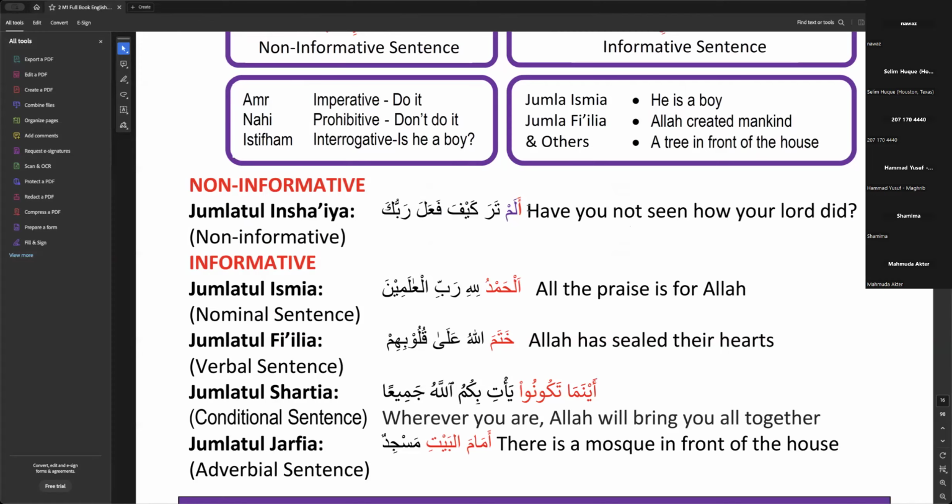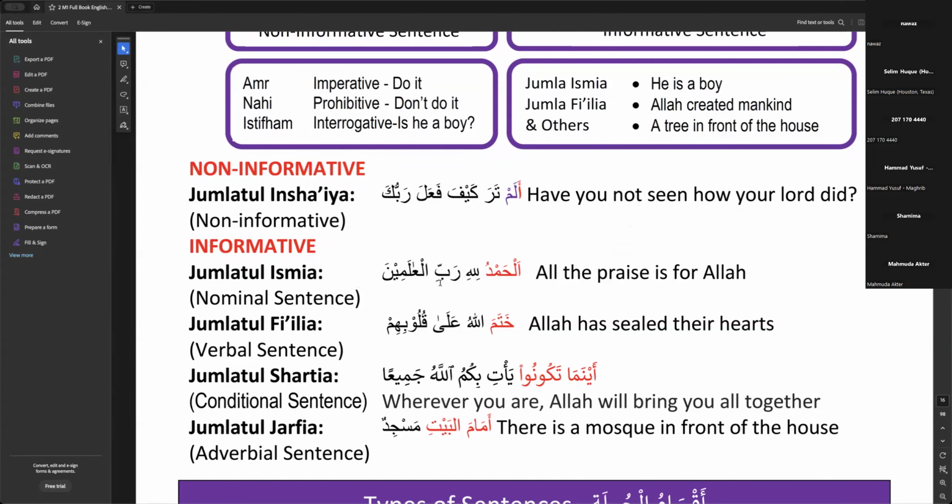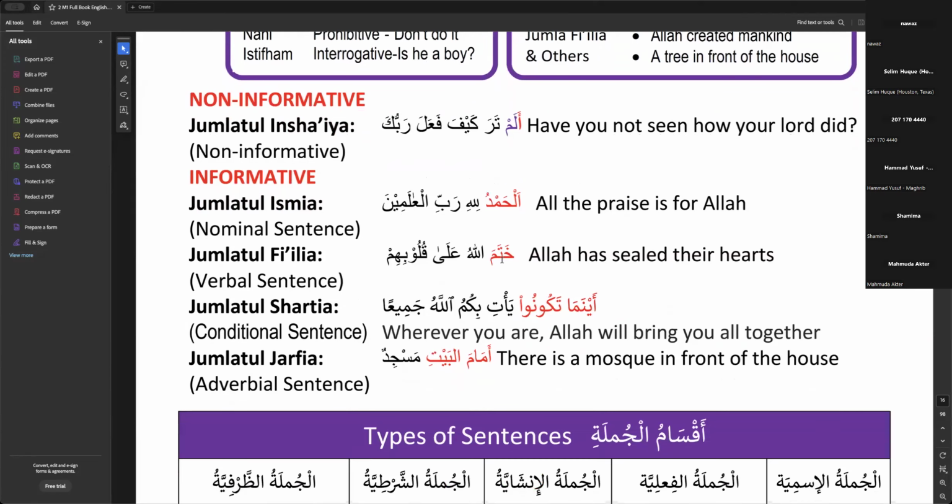I'll go through, and I'll ask you some questions. Next one, jumlatul ismiya. Like our Ustad said, any sentence that starts with an isim is ismiya. For example, Alhamdulillahi Rabbil Alameen, all the praise is for Allah. Surah Fatiha, every one of us reads it. And jumlatul fi'liya: if a sentence starts with a verb, fi'l, then it's jumlatul fi'liya. The example is Khatamallahu ala qulubihim, Allah has sealed their hearts. It's a verbal sentence.